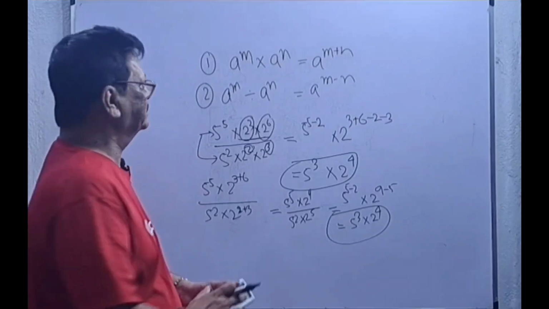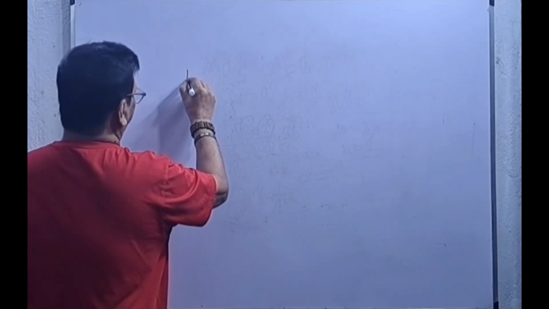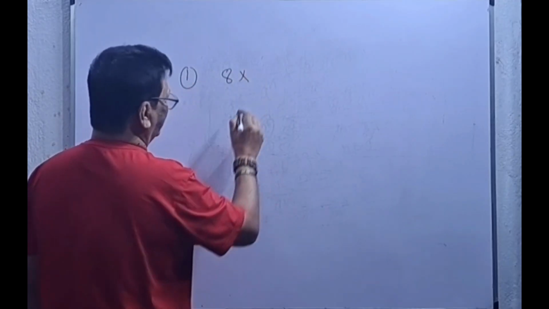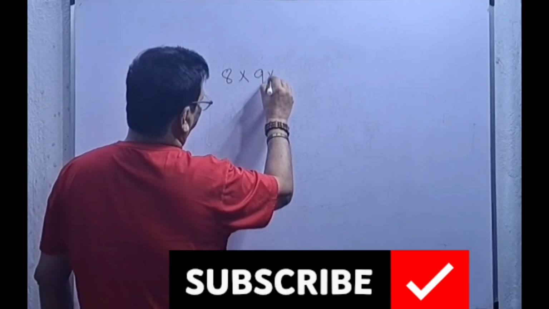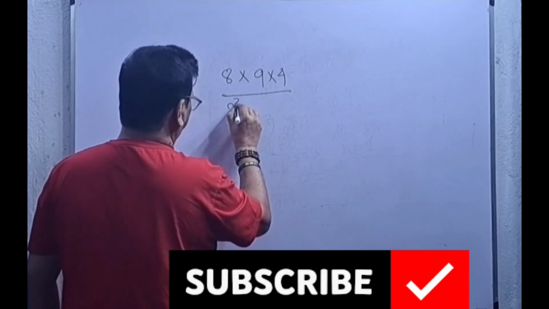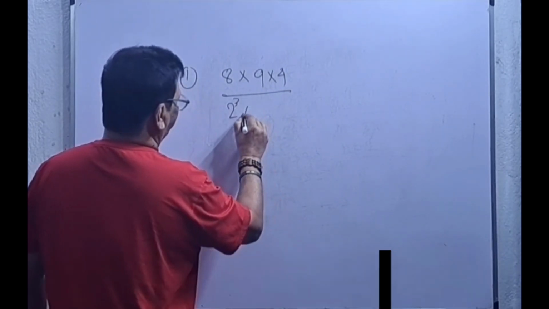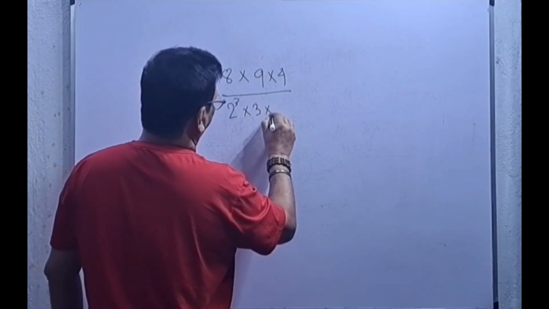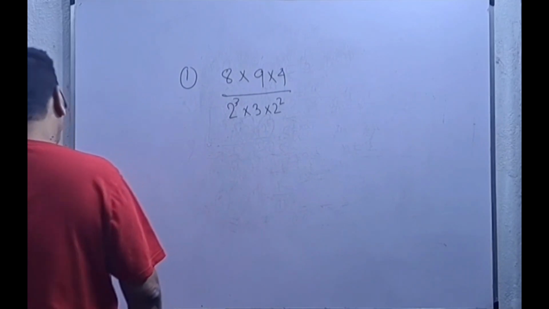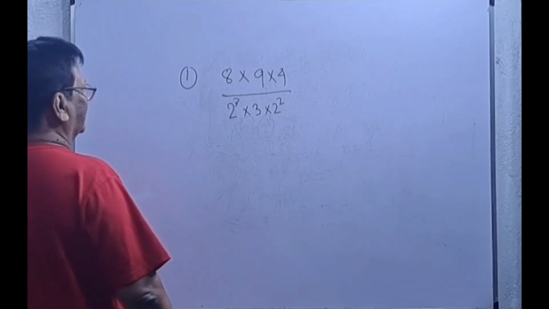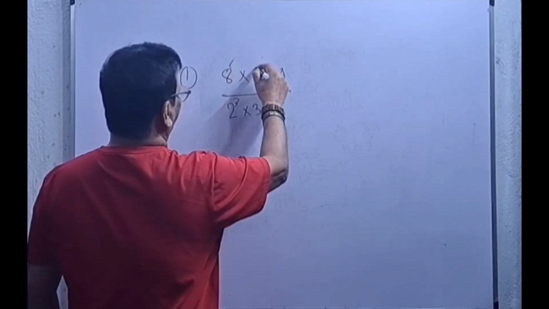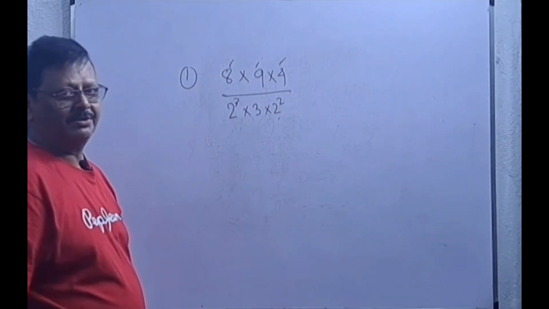Now here is a tricky question. The question is 8 multiplied by 9 multiplied by 4 divided by 2 to the power of 3 multiplied by 3 multiplied by 2 to the power of 2. Correct? Now she will say, sir, where are the bases? There are bases. Okay, all right. But what about them? They don't have the same base.